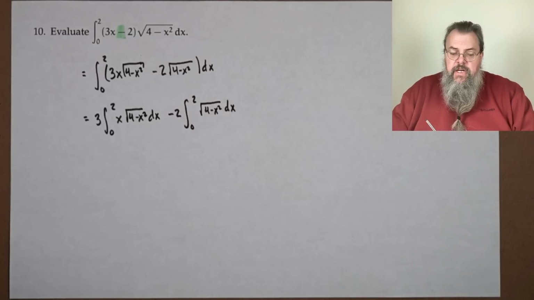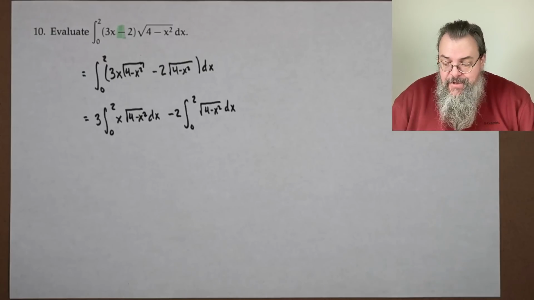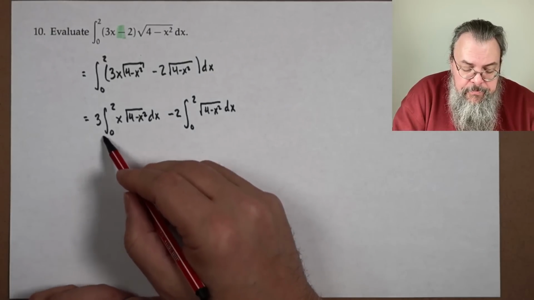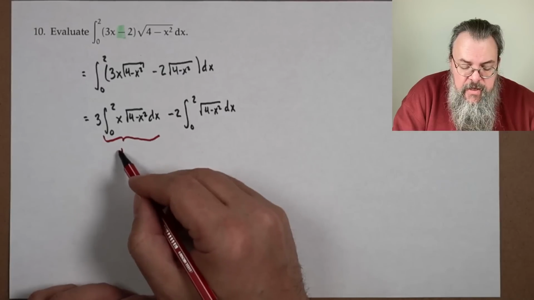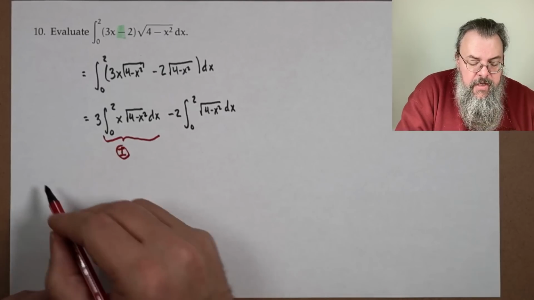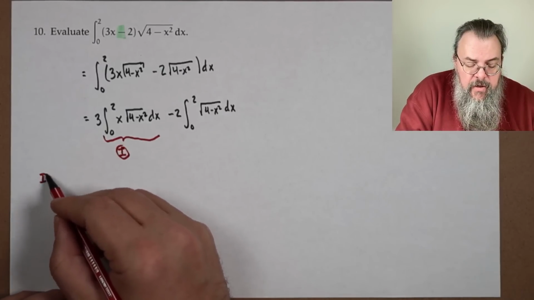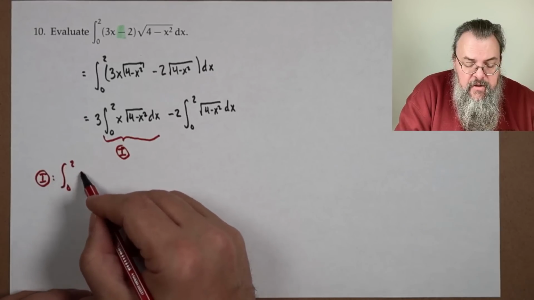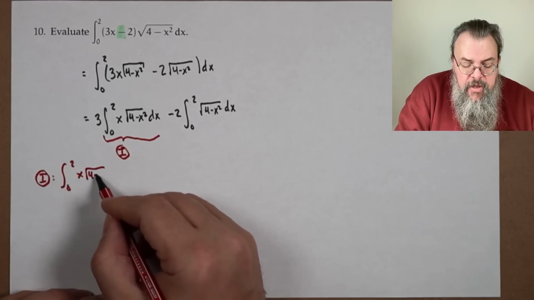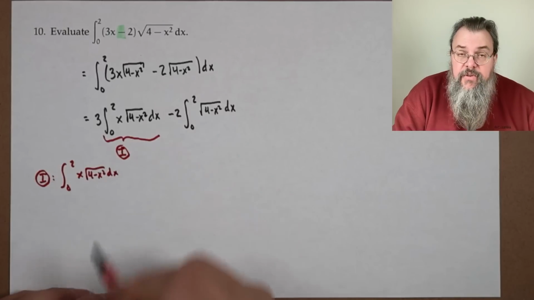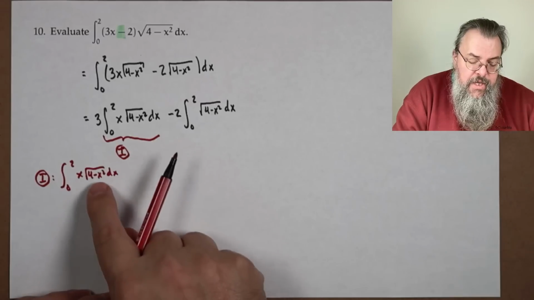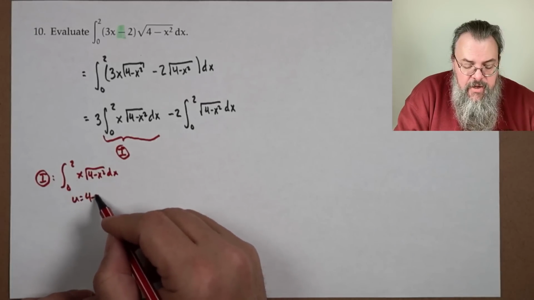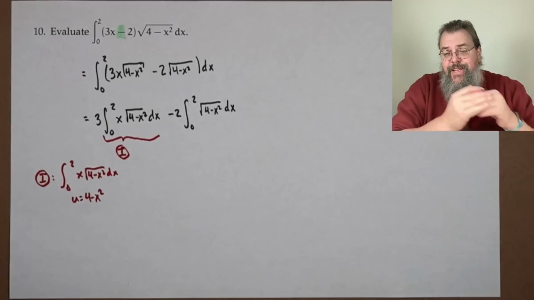Okay, so we're going to work on these two pieces separately for a few minutes. Okay, let's work with this first one. All right, so here is number 1. Now, looking at this integral, let's go back to what we said. Can we do a substitution? We can substitute on the inside. So suppose you let u equal 4 minus x squared. You always think about substituting on the inside.